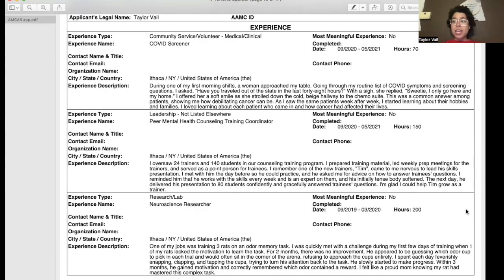Okay, I'll go over a leadership one next. So this was in my peer mental health counseling group. For this, I oversaw 24 trainers and 140 students in our counseling program, again showing the impact of, this is the amount of people I ultimately had to lead and I was responsible for.